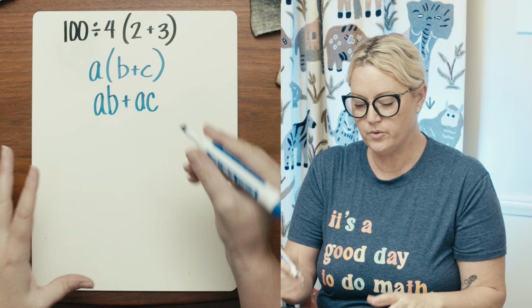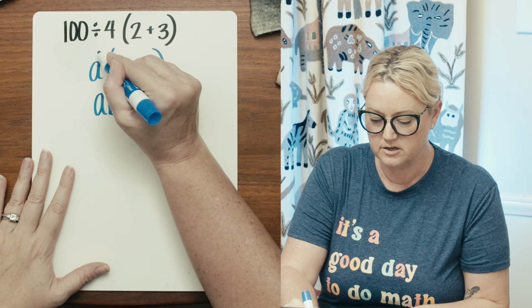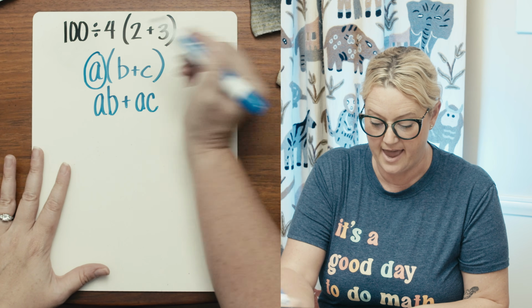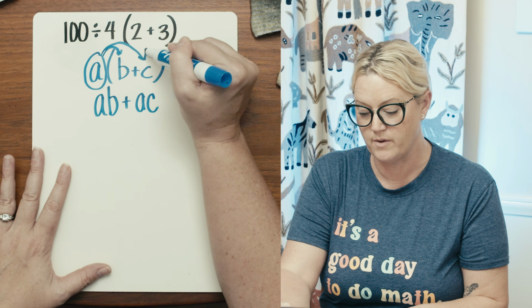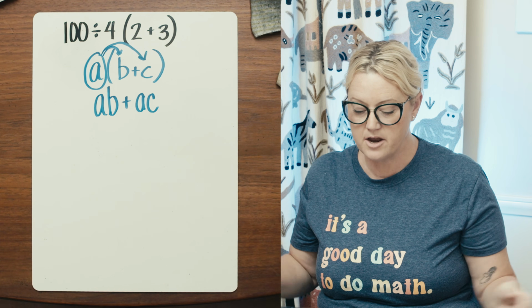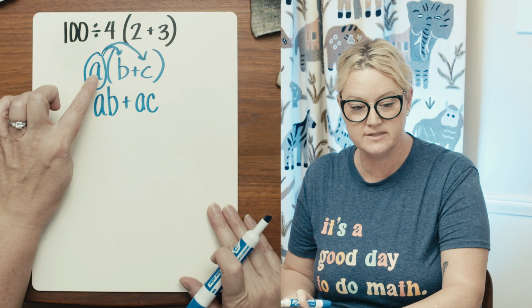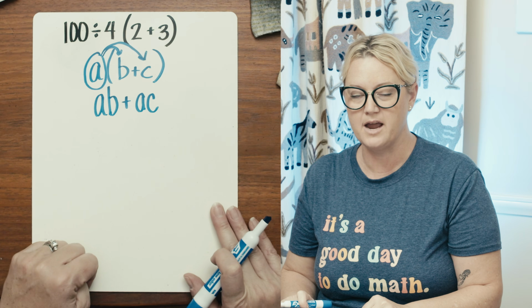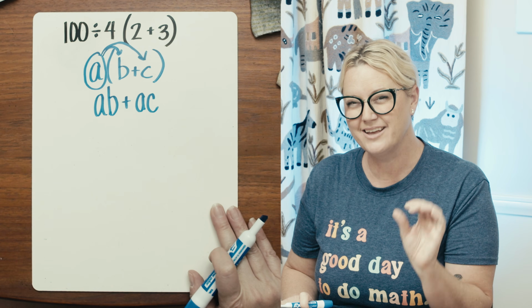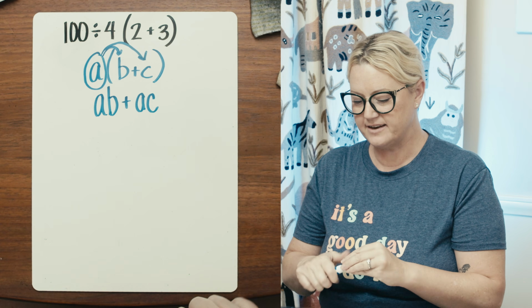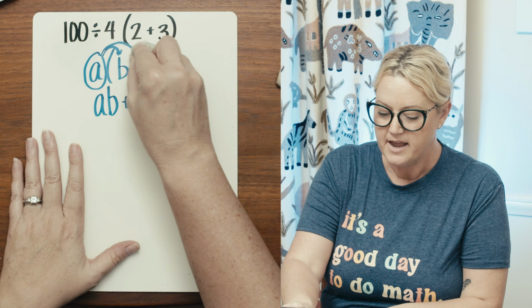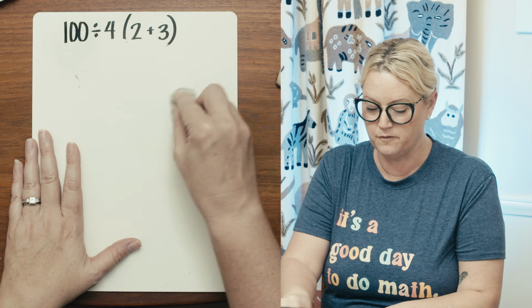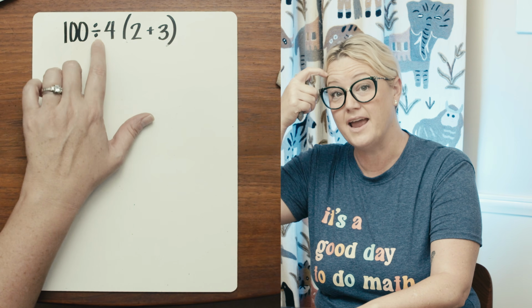What you're really doing is you are taking this term, which in this case is A, right? And you're multiplying it through the parentheses, through everything. Totally fine, right? You can take that term that's outside the parentheses and you can multiply it through. But here's the little catch, and this is why you can't just distribute that 4: this isn't just a 4. This is 100 divided by 4.